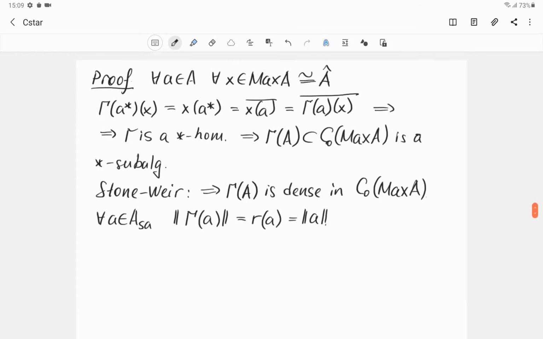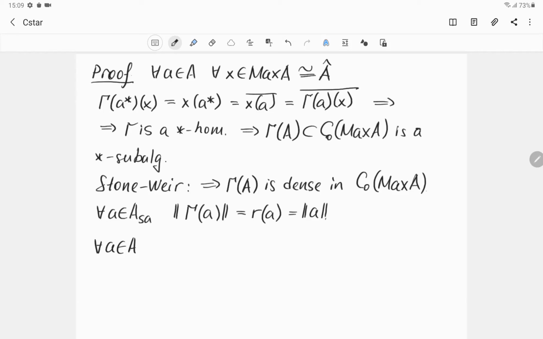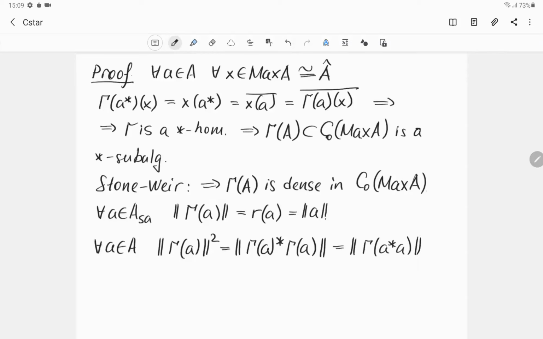And now finally, if we take an arbitrary element in our algebra, we do the same trick that we have used at the previous lecture when we proved that all star homomorphisms to C star algebras are continuous. Namely, we apply the same to a star a. So by the C star axiom, the norm of gamma of a squared is equal to the norm of gamma of a star gamma of a, which is the same as the norm of gamma applied to a star a. But a star a is self-adjoint, and we already know that for self-adjoint elements, gamma is isometric. So this is the norm of a star a. And finally, we apply the C star identity again, and we see that this is the norm of a squared.